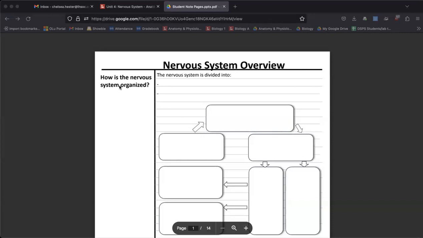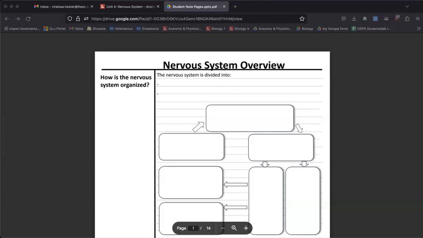Unipolar neurons just have one process, and they can mainly be found in sensory receptors. The second one is called bipolar neurons, and those have two processes. I know you know your prefixes, but I just wanted to point it out. If you see uni, that means one, so it just has one process. If you see bi, that means two, so it has two processes.